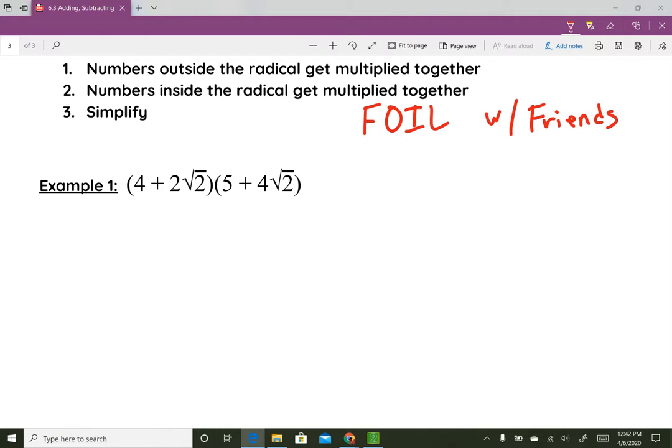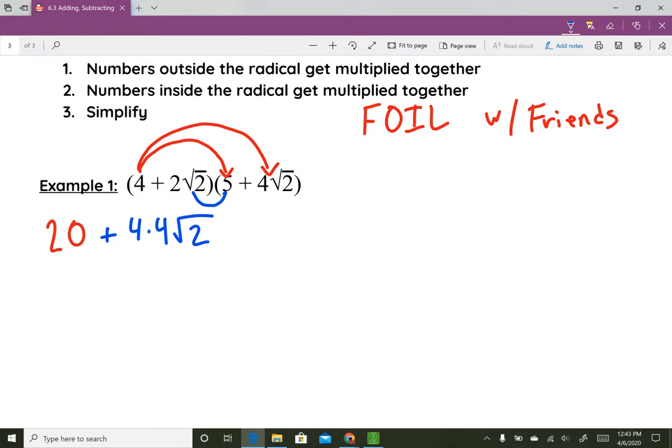Okay, so what I'm going to do is I'm going to do 4 times 5. I'm going to FOIL. That's going to give me 20, right? And then I'm going to do 4 times 4 root 2. So watch this. I'm going to change the color. Maybe you'll notice a pattern here. So I get plus 4 times 4 root 2. Now I'm going to do 2 root 2 times 5. So I'm going to do plus 2 times 5 root 2.